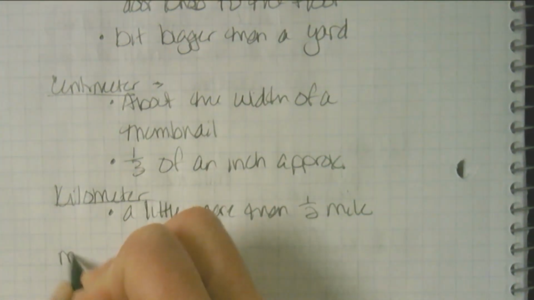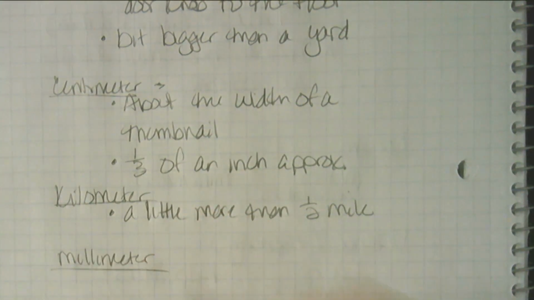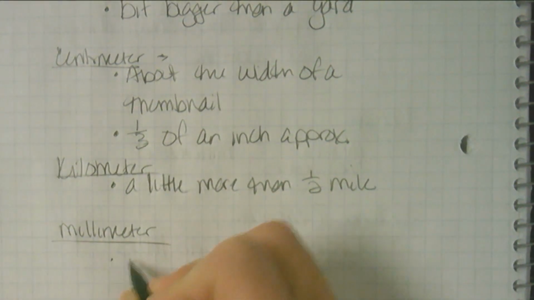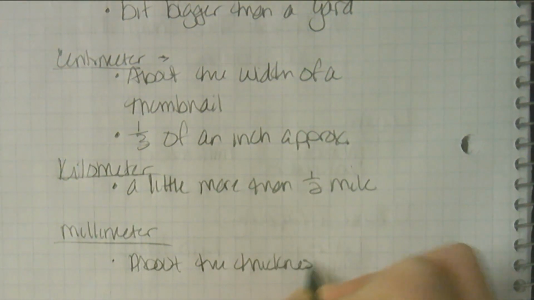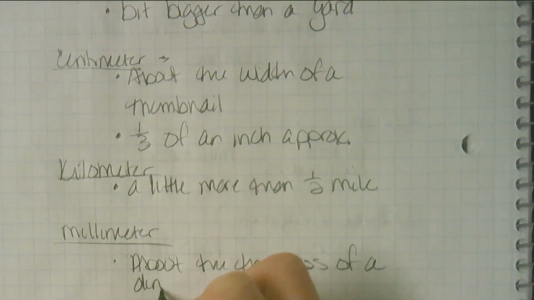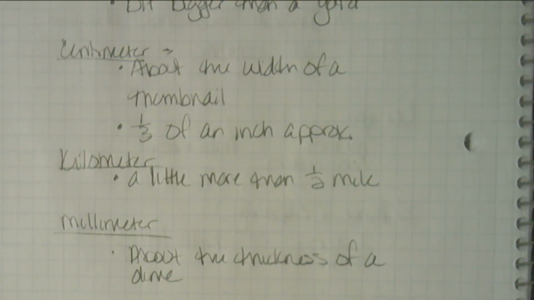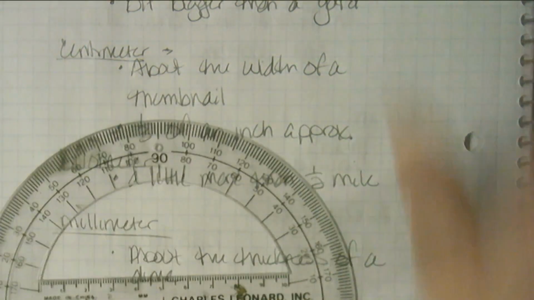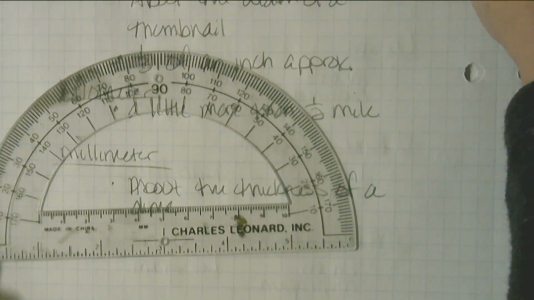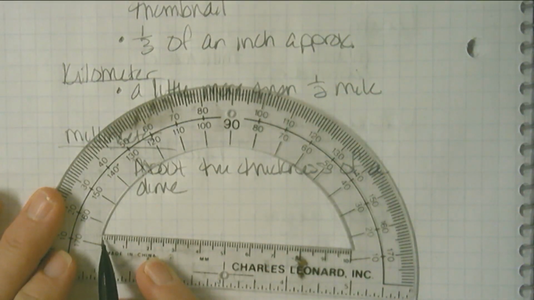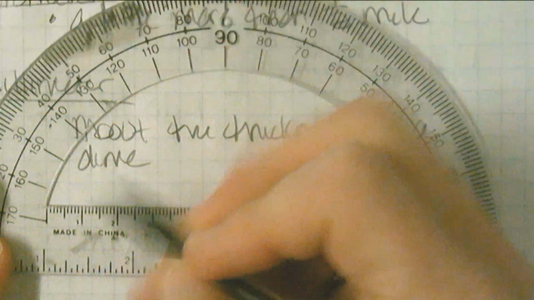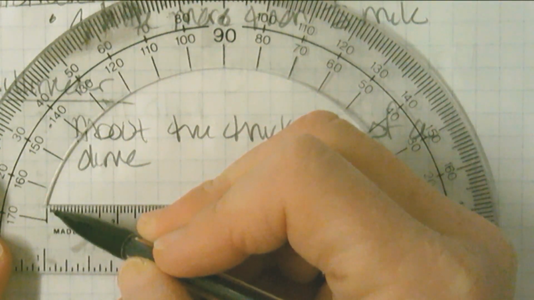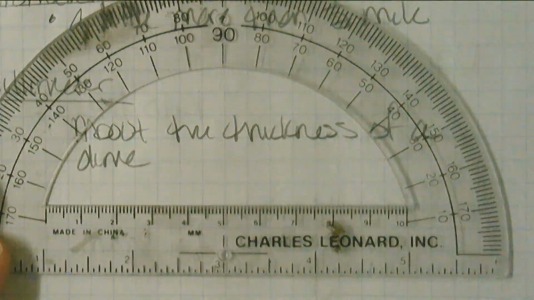The other one is a millimeter. That's about the thickness of a dime. If you look again at this ruler, a millimeter is just the tiny distance between this little increment here. That's a millimeter, and there are 10 millimeters in a centimeter.